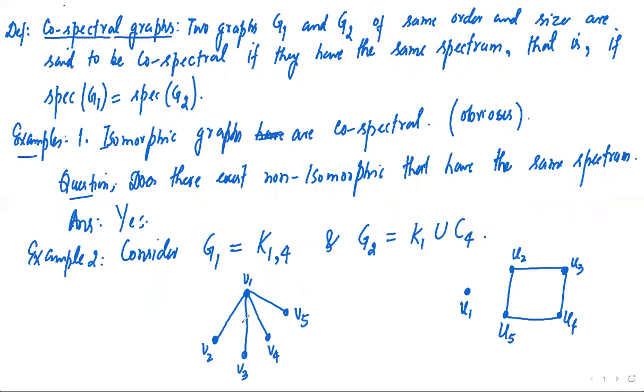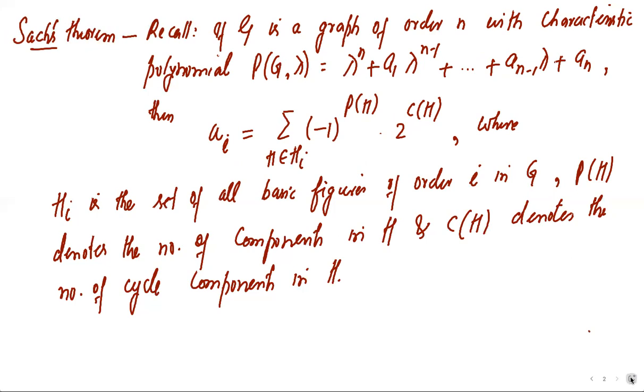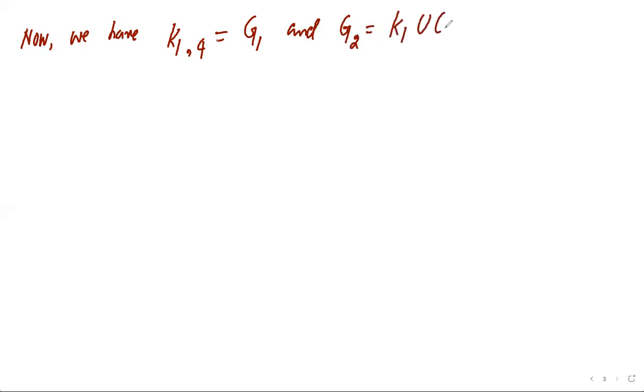Now, using the Sachs theorem, we will compute the characteristic polynomial of these two graphs, and we will accordingly show that they have the same spectrum. Okay, now we have K1,4 equal to G1, and G2 equal to K1 union C4.